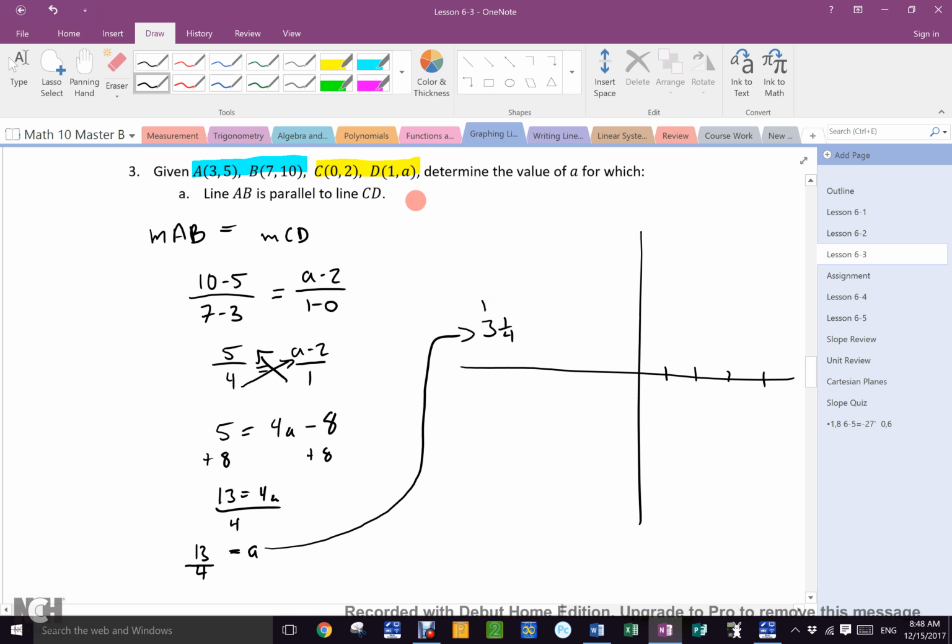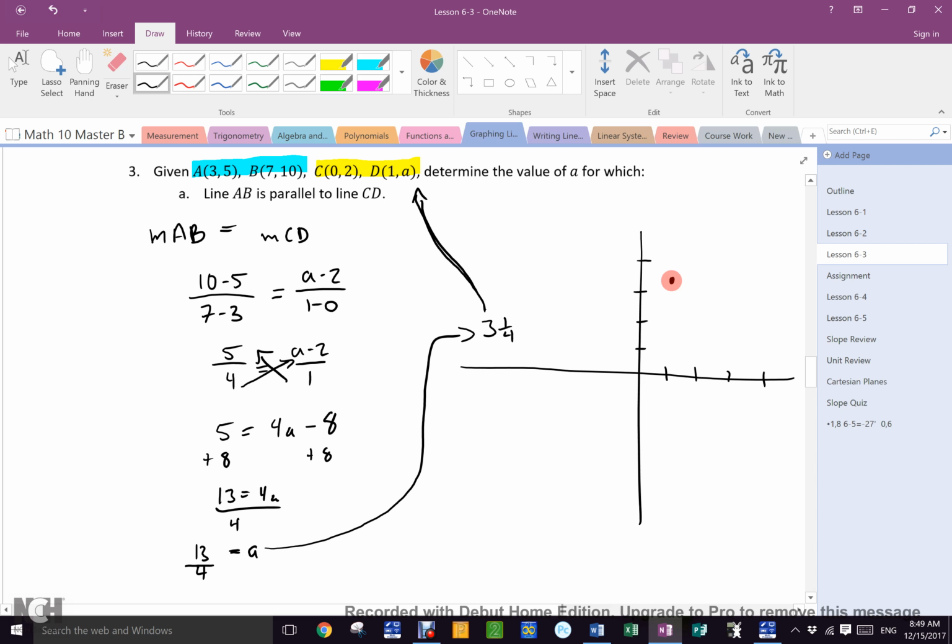We know A is 3 1/4. So where would the dot go? As soon as all my lines show up. That's a bad 4. Where does this dot go on this graph? One to the right, and up 1, 2, 3 1/4.